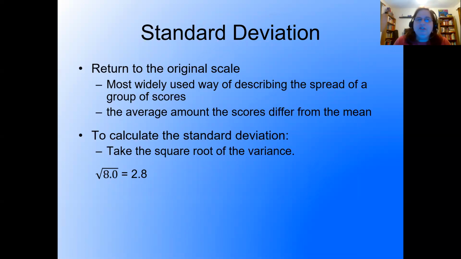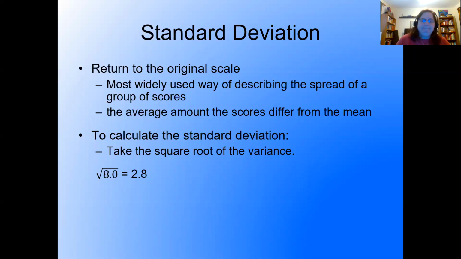So this is where standard deviation comes in. It's a return to the original scale. And this is the most widely used way of describing the spread of a group of scores. It's the average amount the scores differ from the mean. So to calculate the standard deviation, all you have to do is take the square root of the variance. So let me be really clear about this. We're not going to start from scratch here. We're not going to start over with our raw data. We're just going to take our variance and take the square root.